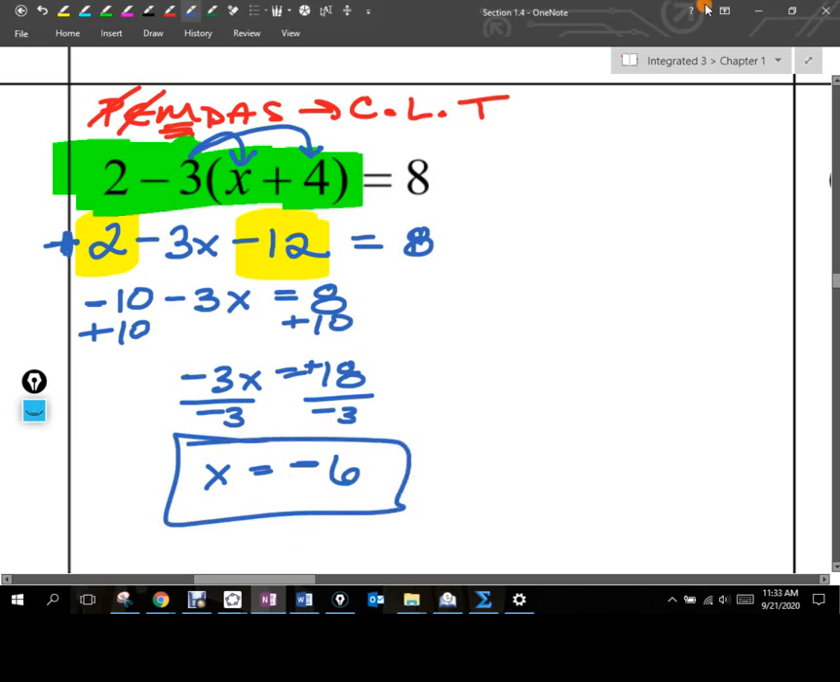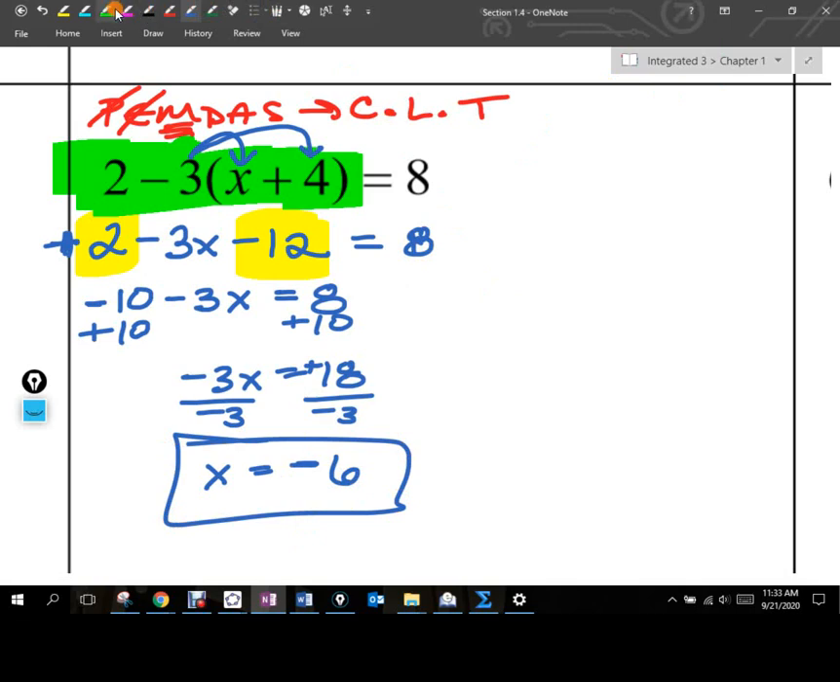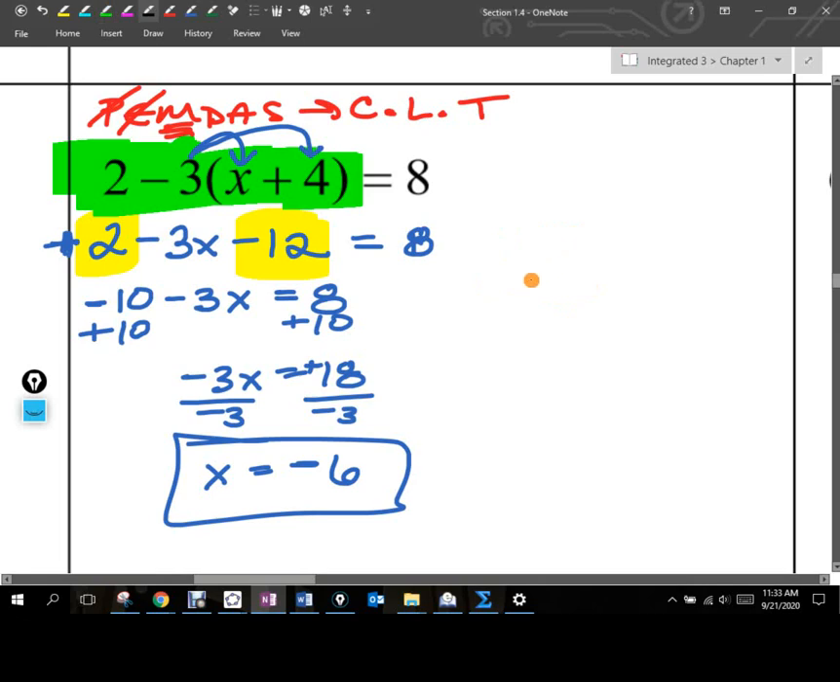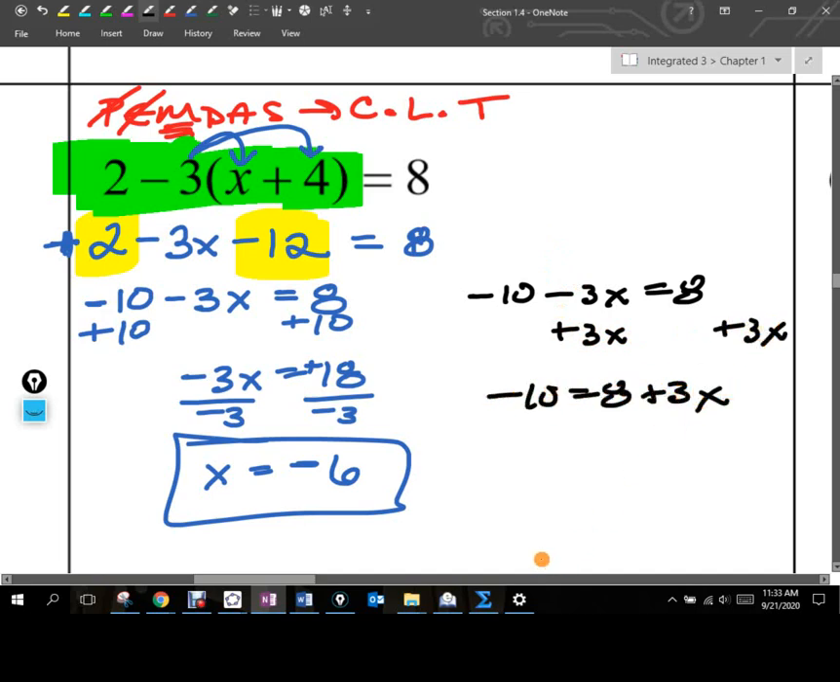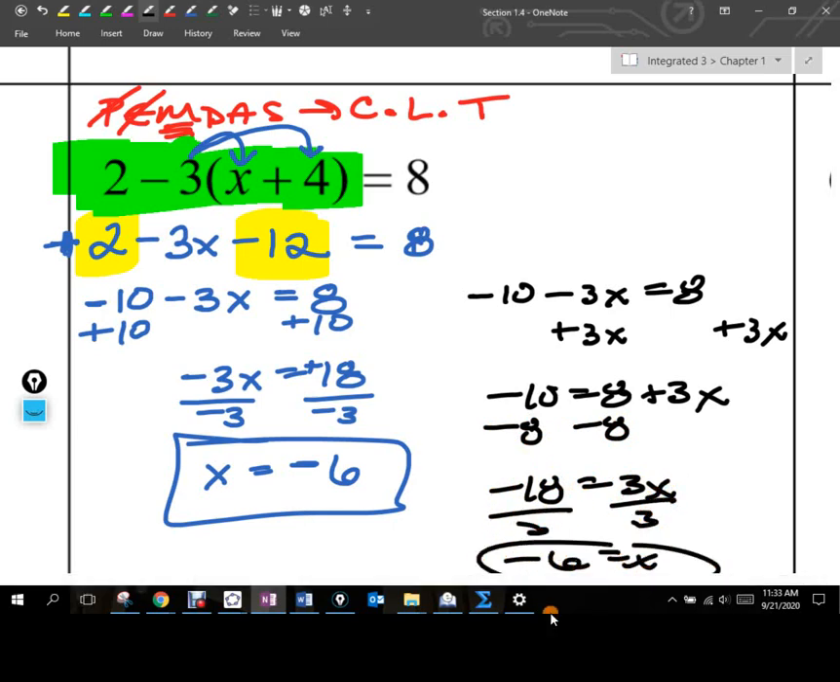Okay. Now, I always like to go back, guys, and think about alternative routes that we could have taken. Could we have done this? Negative 10 minus 3x equals 8. I know some people don't like having a negative variable. Did anybody think about adding 3x and adding 3x and getting negative 10 equals 8 plus 3x? Then subtract 8, get negative 18 equals 3x. And get something like that? That kind of makes sense?